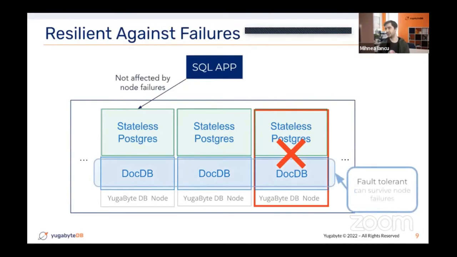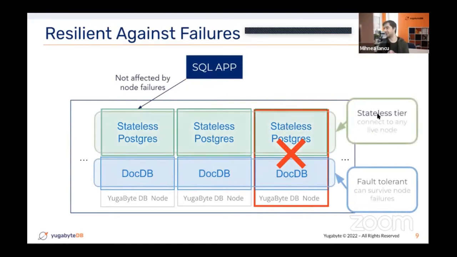So at the storage level, if a DocDB instance dies, then tablets will get rebalanced across the live nodes. So you can still make progress and do work as long as you still have the required quorum. And then at the Postgres layer, because it's stateless, everybody else can still talk. Obviously, you cannot talk to this instance anymore, but you can always connect to any live node. So an application that's connected to the whole cluster can continue working even under node failures. So that's the high-level architecture.